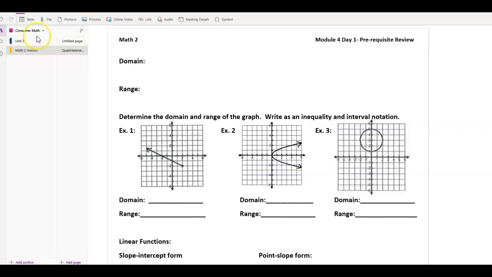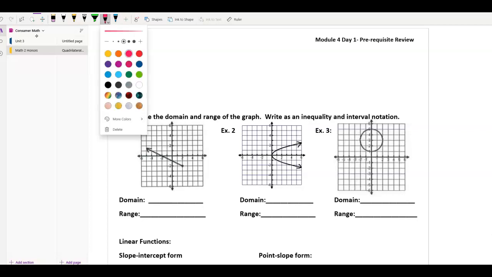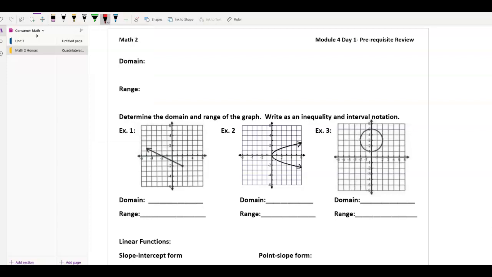All right, so before we start chapter 4, I want to do a little prerequisite skills that we need for this chapter. So let's get started. First thing, we're going to refresh our memories on domain and range. Remember, domain is the set of x values, and the range is basically your set of y values.